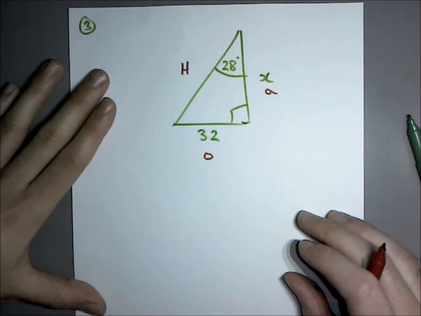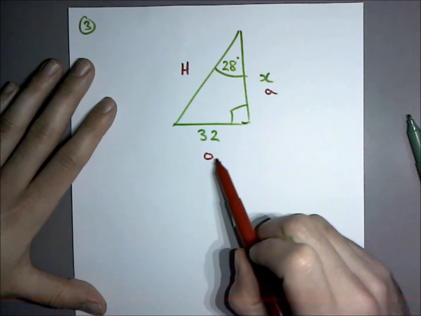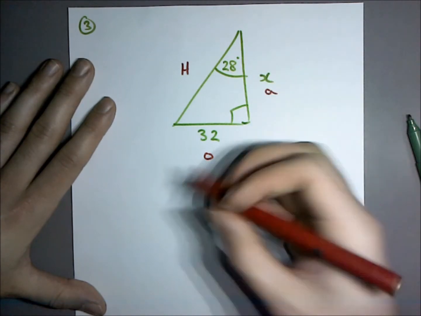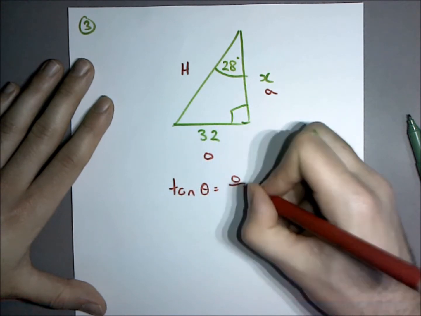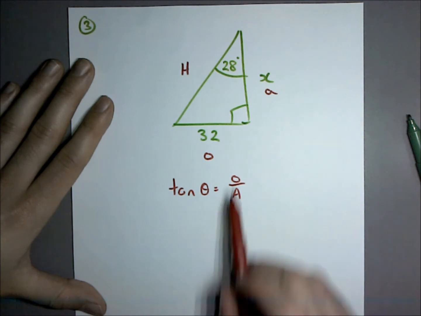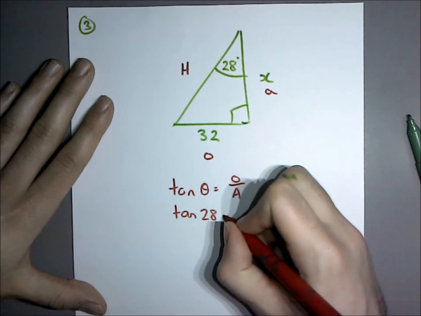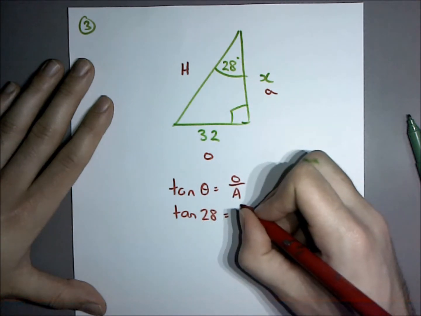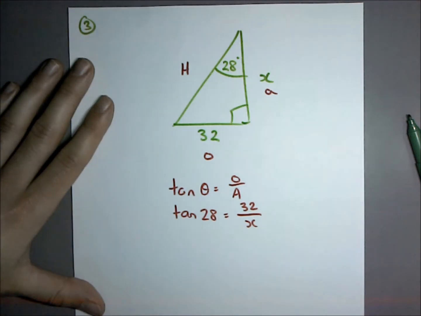So what we need to do is decide on what ratio it is that we're using. So for this one, we've got the adjacent and the opposite again. So we're going to be using the tan ratio. So we've got tan theta equals opposite divided by adjacent. We just need to throw all the values in. So 28 is our angle, so it'll be tan 28 is equal to the opposite, which was 32, divided by the variable, which was x.